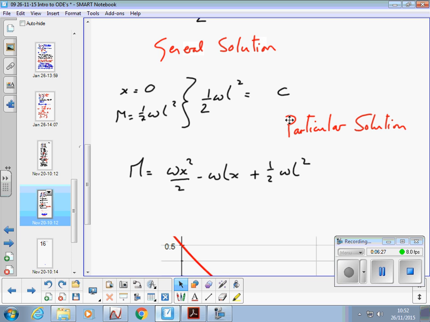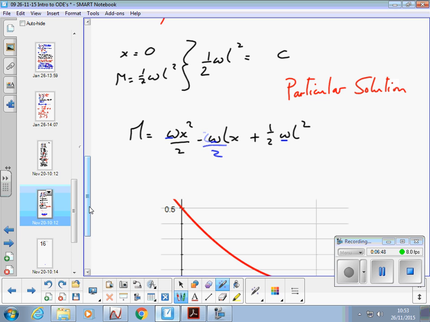Again, algebraically, it might be worth trying to play around with this. I've got a half in this one over 2 and a half in this one, so I'd quite like to take that outside the bracket. This is not a half, so if I times it by 2 over 2, then I actually do have a half. Also w is in all three, so what I'm going to do is say that m equals w over 2, and then I can write down what I'm left with inside the bracket.